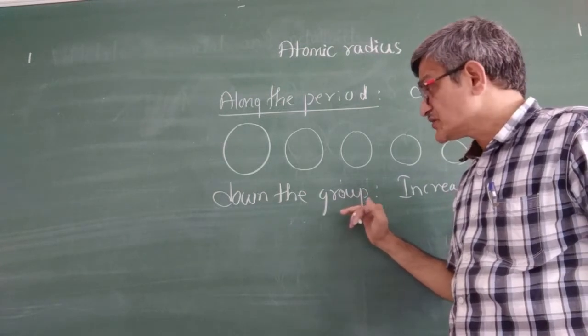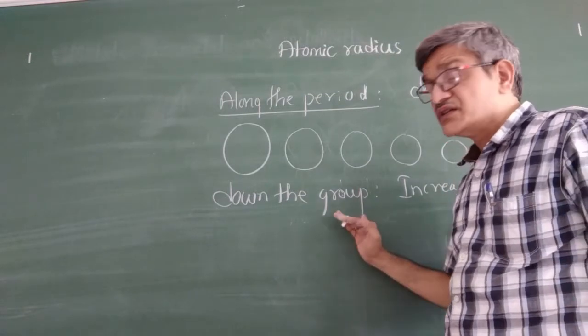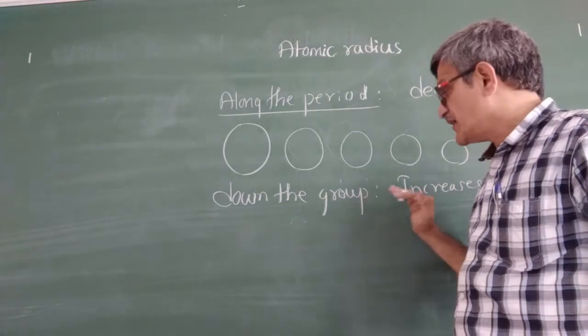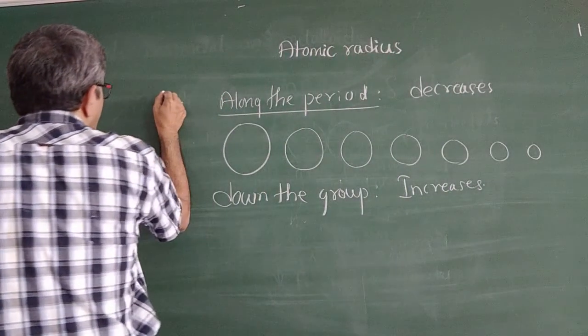Okay, because atomic number also increases as you go down the group, as well as the number of shells increases, hence its size increases. So down the group, what happens?